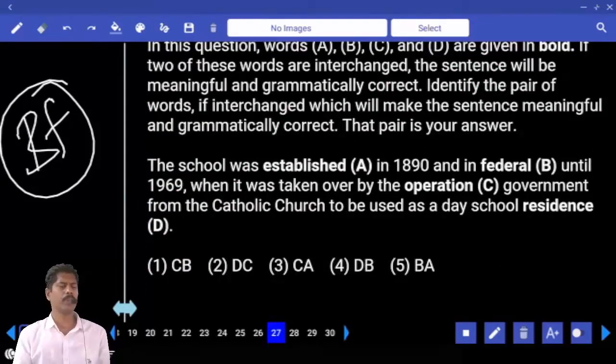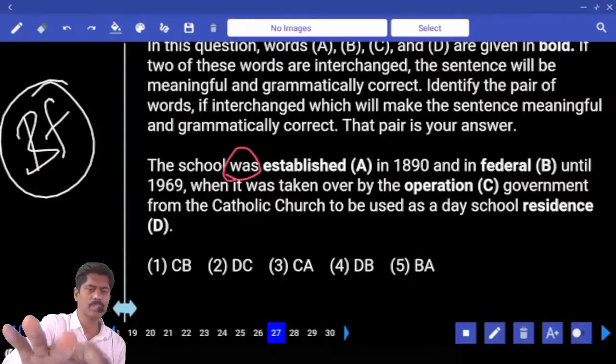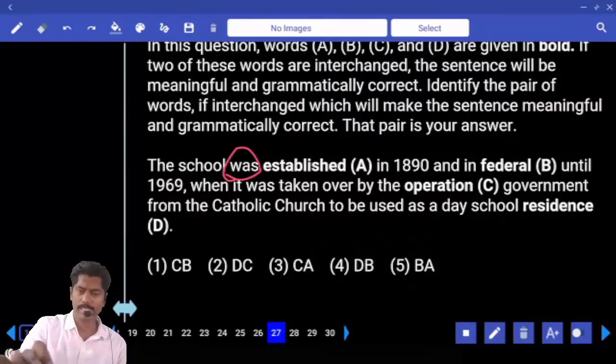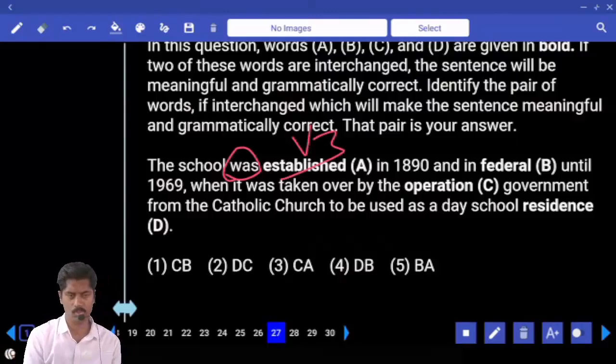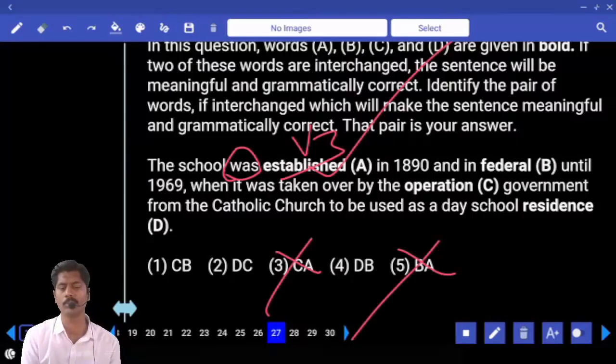Now word swap: we need to interchange the bold words wherever necessary. The school was, after "was," I need V3, a past participle, established, okay. But let me check other words. School was federal, no. School was operation, no. School was residence, no. Established is absolutely correct. A is correct, so I am eliminating the 3rd and 5th options.